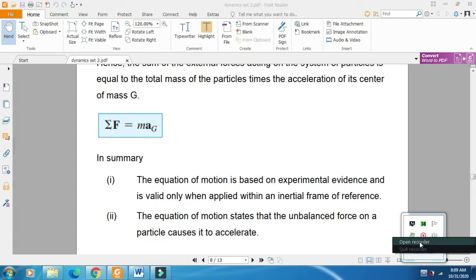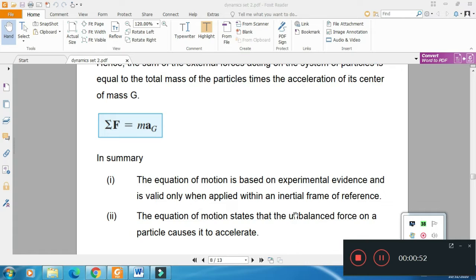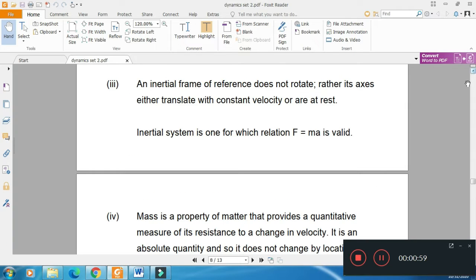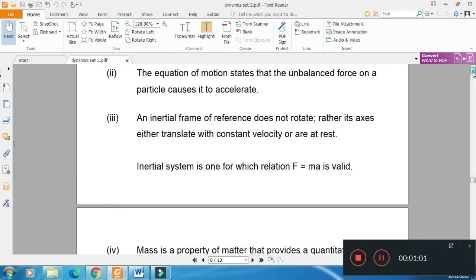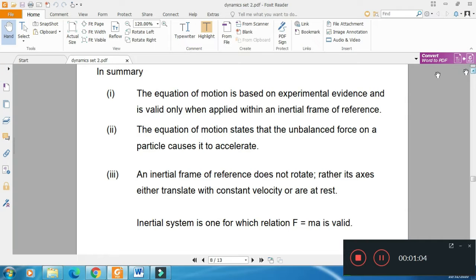So this is the summary of the topic of development of the equation of motion. So we can go through the points. The equation of motion F equal to ma is based on experimental evidence. There is no derivation for the equation of motion, and it is only applied when the frame of reference is the inertial frame of reference.